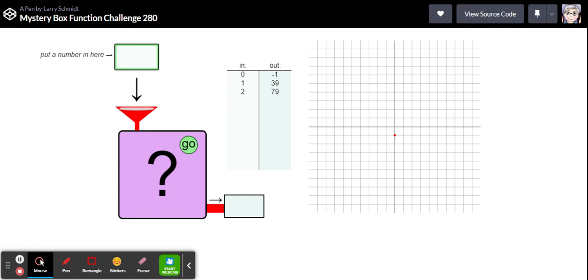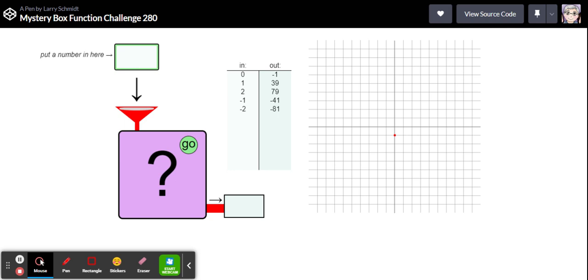79. Let's put in a -1. And that's giving us -41. I'm just going to put in a -2 as well. And that gives us a -81. So we don't have a lot to go on visually here. We've just got that one point that made it onto the graph. Can you tell what's going on here?